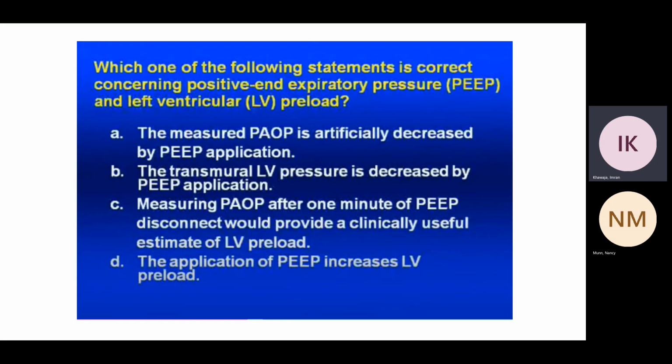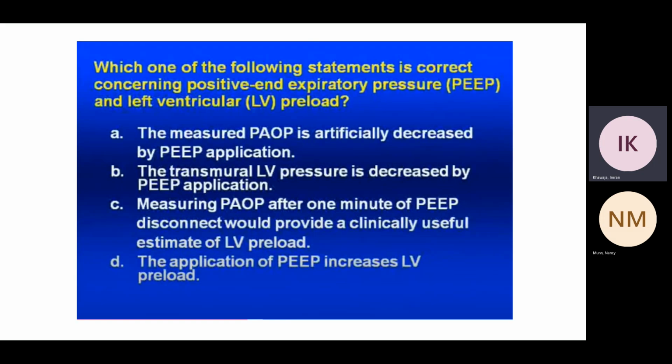Good. Anthony. Which of the following statements is correct concerning positive end-expiratory pressure and left ventricle preload? The measured occlusion pressure is artificially decreased by PEEP application. The transmural LV pressure is decreased by PEEP application. Measurement of the occlusion pressure after 1 minute of PEEP disconnect would provide a clinically useful estimate of LV preload. The application of PEEP increased LV preload. Okay, let's go over them one by one.